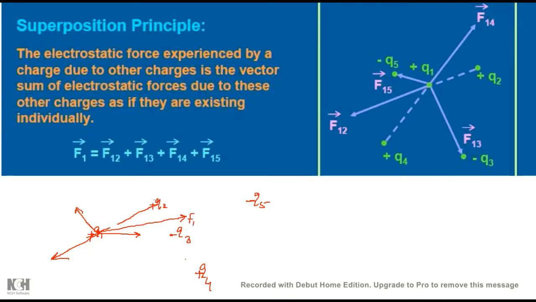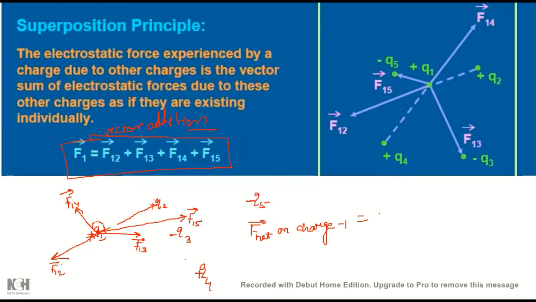So we can say that F15 is the force on 1 due to 5, F13 is the force on first due to 3, F14 is the force on first due to 4, and F12 is the force on first charge due to second. Now if I want to calculate the net force acting on charge 1, then it will be the vector addition of the individual forces acting on it, right?